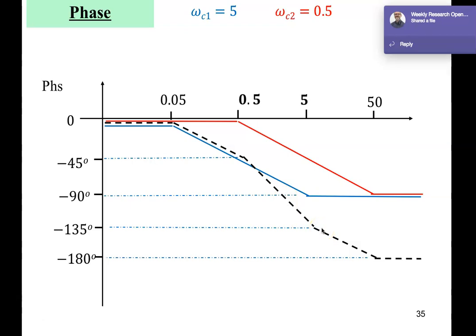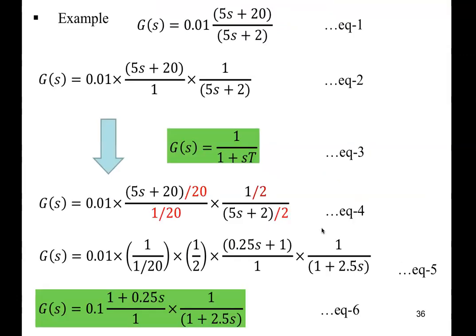It is also the phase plot of G, because the DC gain doesn't carry any phase angles. It doesn't affect the phase plot. It only affects the magnitude plot. Okay? So that's my first example. I'm going to run a second example as well.